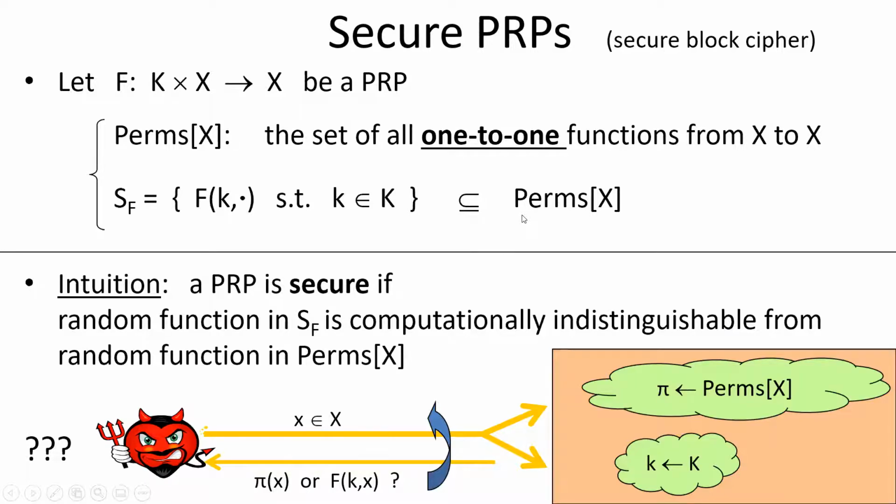Permutations is the same. The only thing that changes is that here, instead of taking a random function, we take a random permutation.